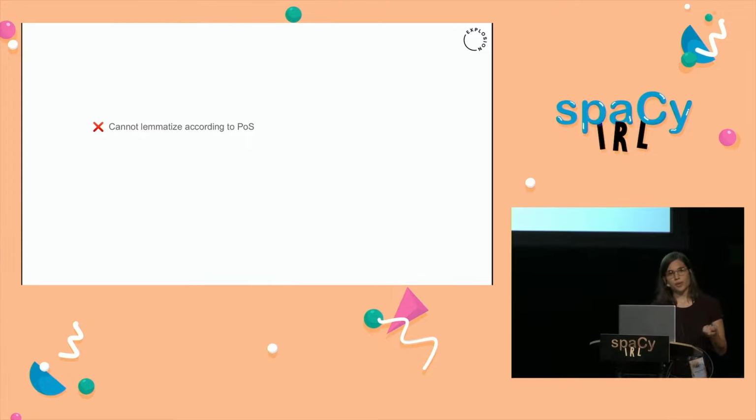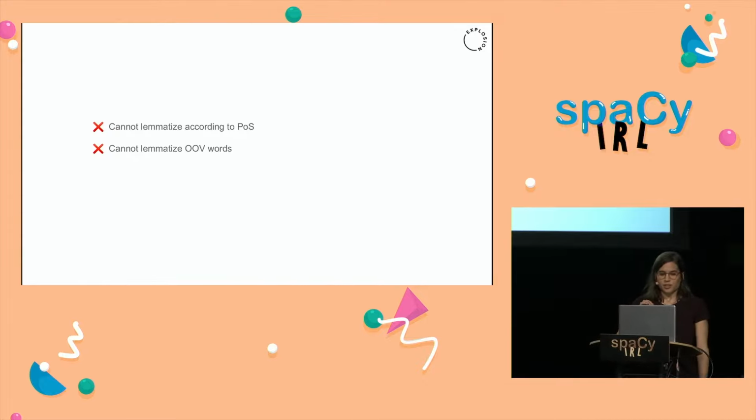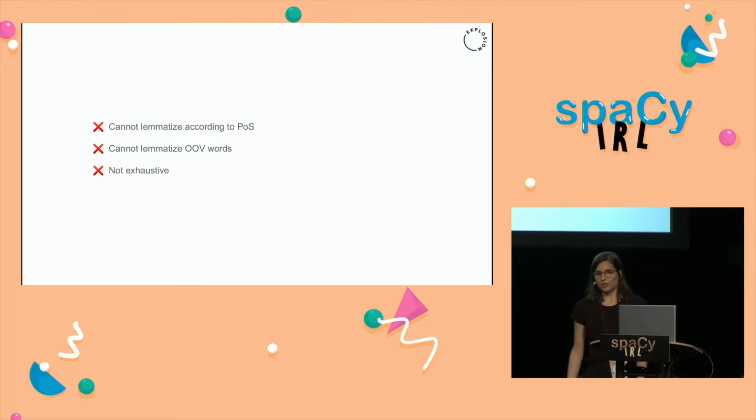So if we have a word that has different parts of speech, it will always lemmatize it in the same way. And then we cannot handle out-of-vocabulary words. So if a word is not in the list, it will not lemmatize it. And these lists can never be exhaustive. So it would be really difficult, if not impossible, to list all the possible inflections in a language.